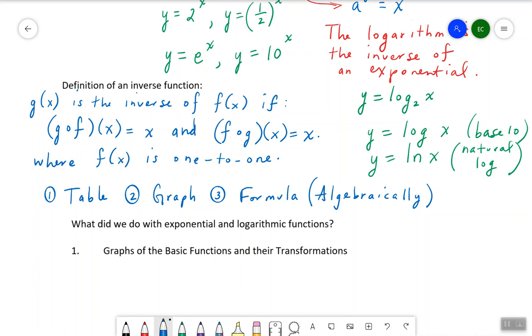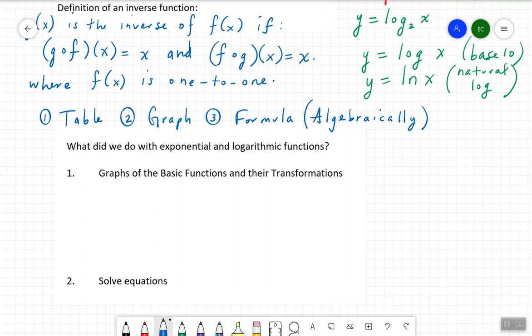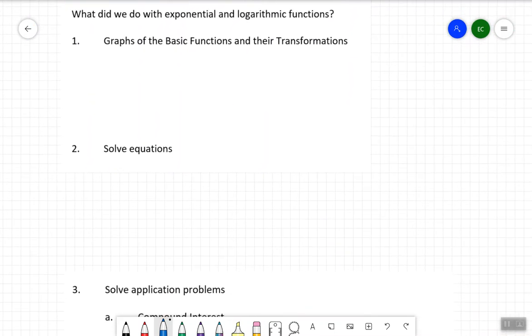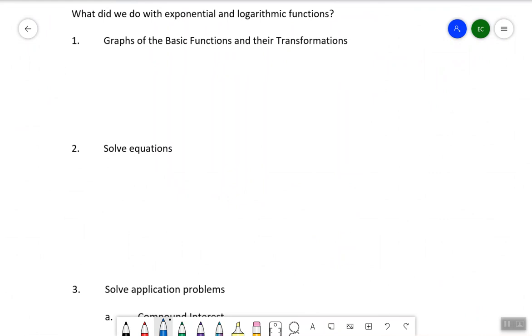Okay, let's go on and let's talk about what we did with exponential and logarithmic functions. And basically it falls into three categories. We looked at the graphs of basic functions, and then we looked at transformations of those basic functions. We also solved equations with exponentials and logarithms, and then we looked at application problems. And so let's go through those one at a time and give a few examples.